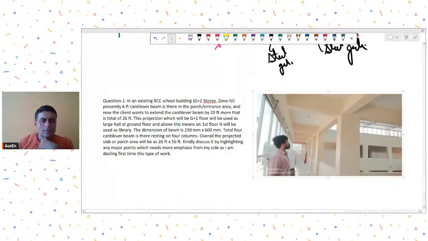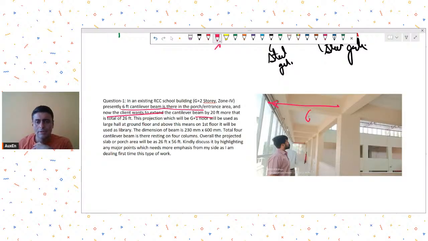Right. So the question is, in an existing RCC school building, currently a 6 feet cantilever beam is there in the porch, and now the client wants to extend the cantilever beam by 20 feet. I think he is talking about this cantilever of 6 feet, the projection which will be G+1 floor will be used as a large hall, and above this, on the first floor, it will be used as a library. The dimension of the beam is 230 mm by 600 mm. Total four cantilever beams are there resting on four columns. So I think this one, two, three, four maybe, and these are those beams.